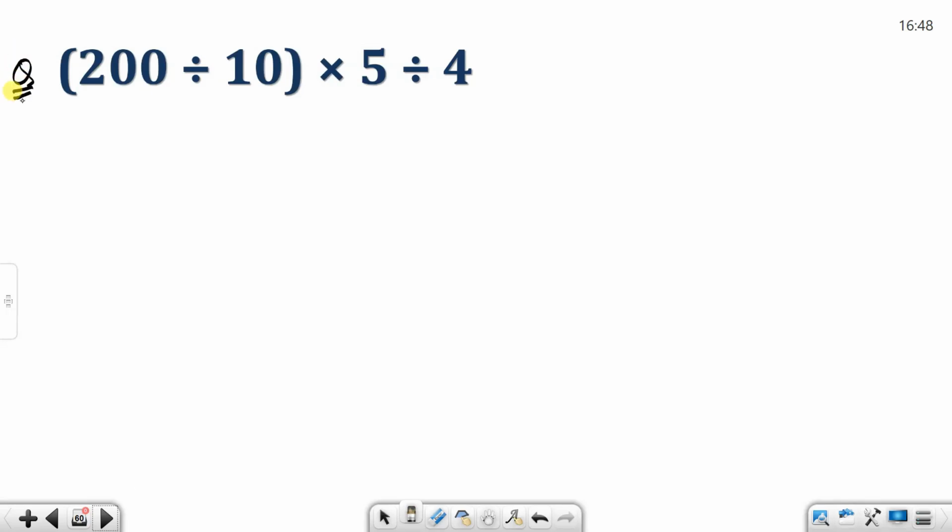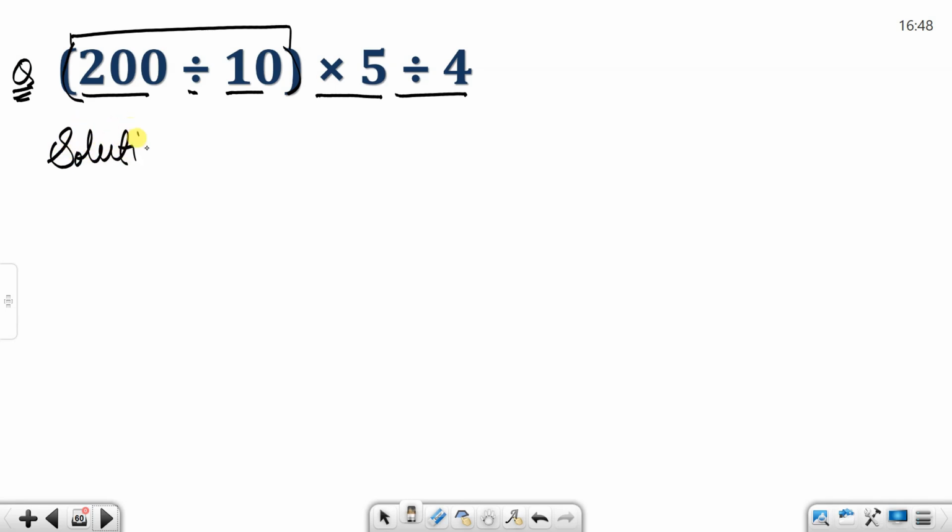Here's the question. In the brackets, 200 divided by 10, close the bracket, multiplied by 5, divided by 4. First, we'll solve the bracket. Now, the solution. In the bracket, 200 divided by 10, close the bracket, multiply by 5, divided by 4.